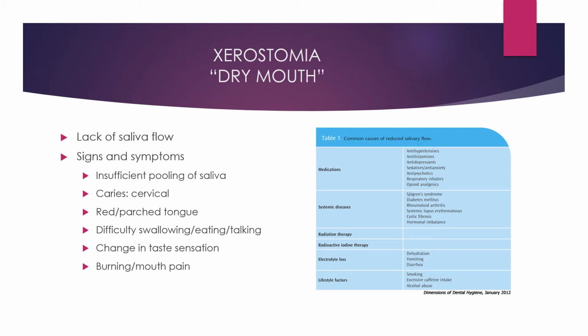So here on the right-hand side are some of the possibilities for common causes of reduced salivary flow. So the patient may not have a systemic disease like Sjogren's, but they may be on some types of medications that will also cause them to develop xerostomia. Also, electrolyte loss, things like dehydration, things like lifestyle, smoking, excessive caffeine intake, and alcohol abuse generally contribute to dry mouth in a patient. And some patients, for whatever reason, that really can't be determined, just have a reduced saliva flow.